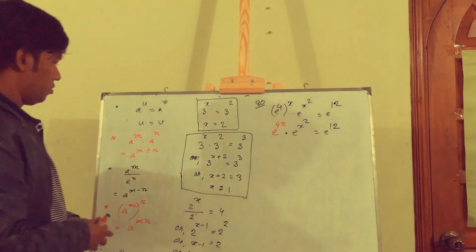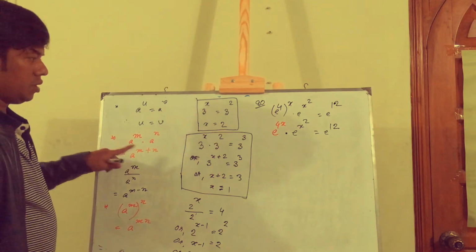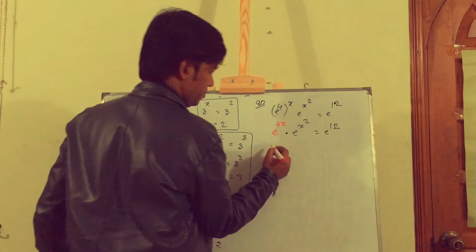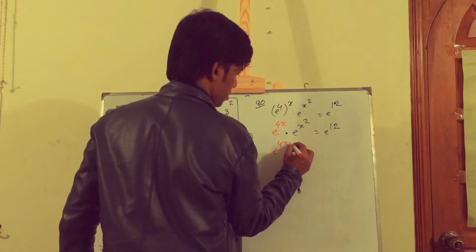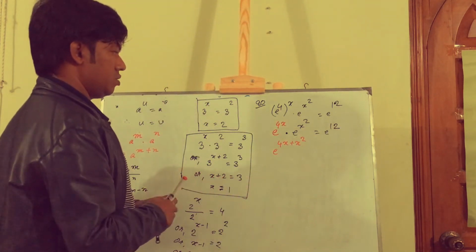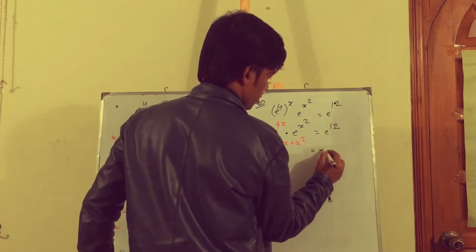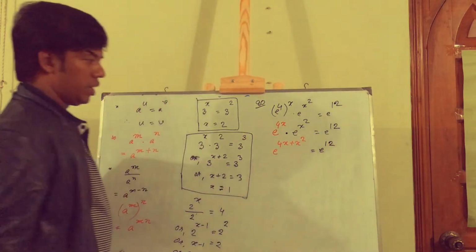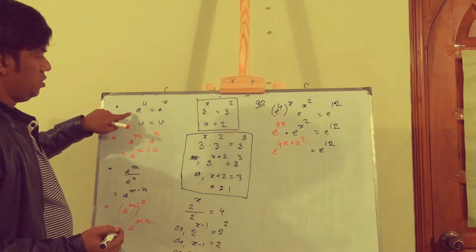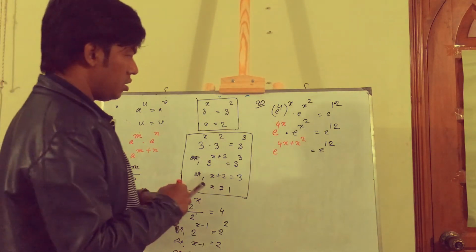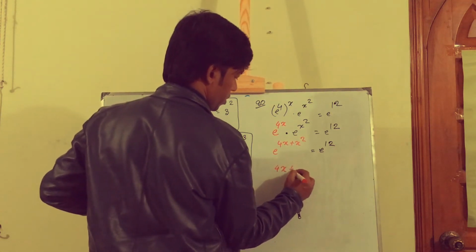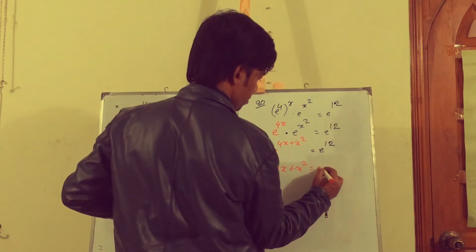Now we will apply another rule. We have to apply this rule now because this term and this term have the same base. So it will be e to the power 4x plus x squared, and the remaining things stay the same, equals e to the power 12. So you have got this right. Now which rule? This rule. When the base is the same, we can equate the powers: 4x plus x squared equals 12. So we have got this.